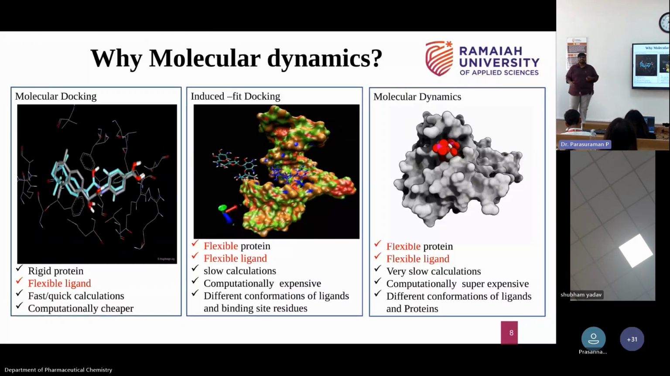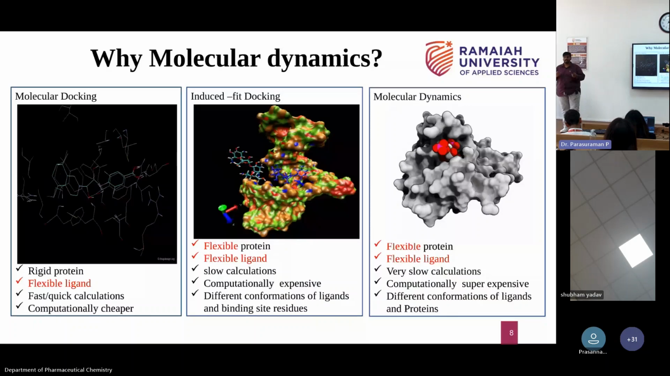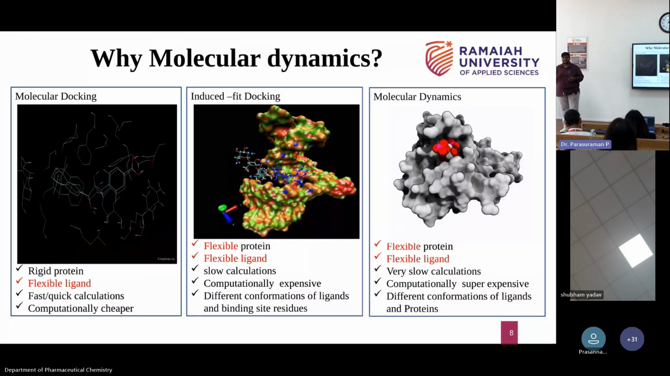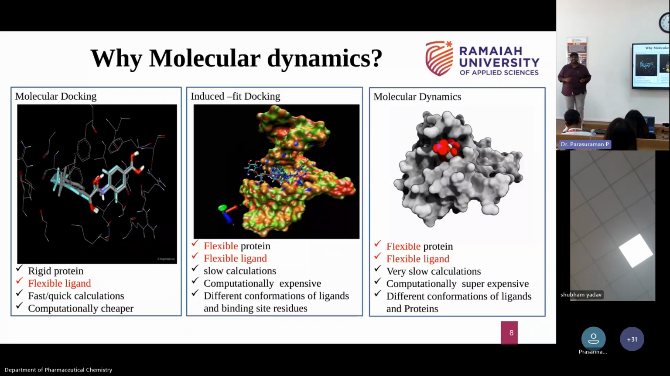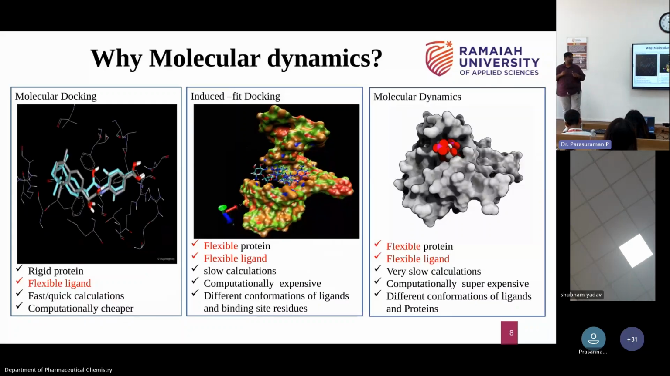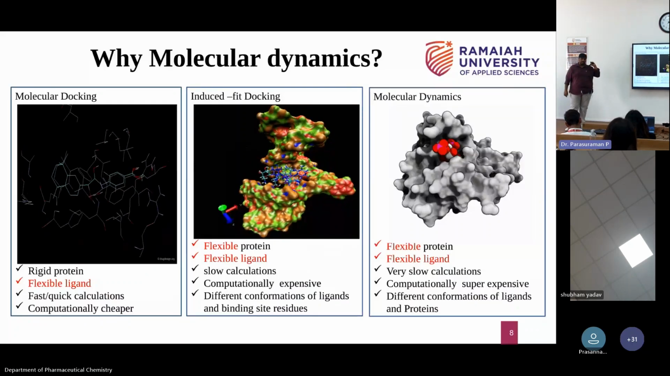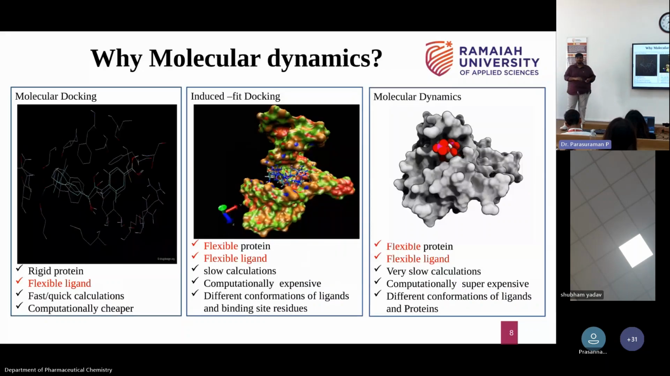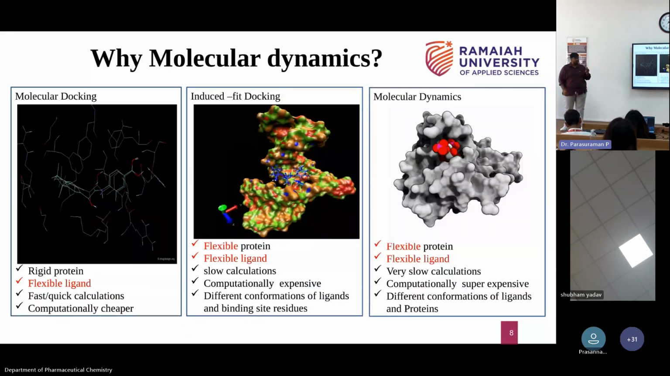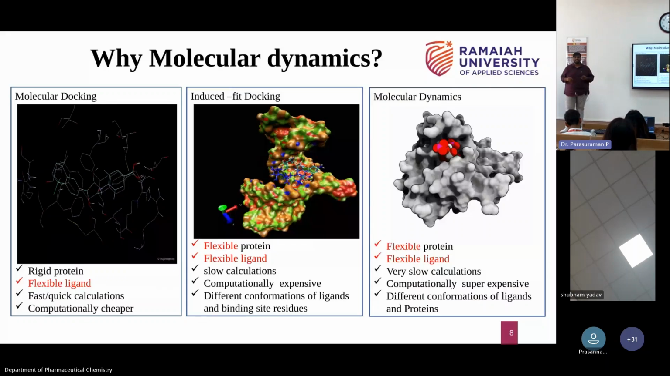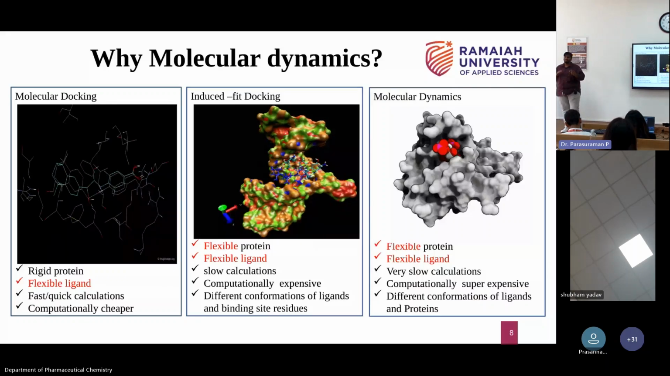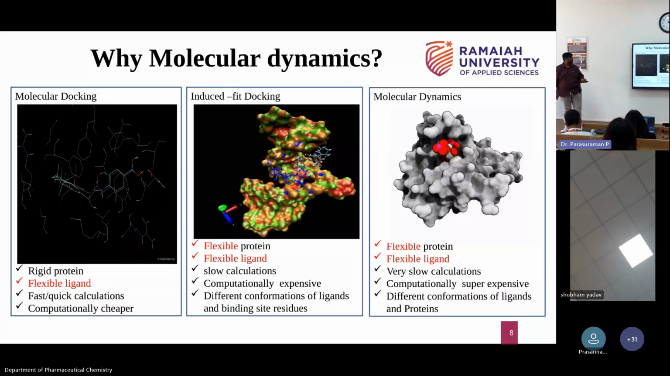Here we'll see different conformations of interactions of amino acids with the ligand. Then comes molecular dynamics, where both protein and ligand are in constant motion. It goes very slow compared to induced fit docking, and it needs more computational power than docking. Here we can see different conformations of both the protein and the ligand.